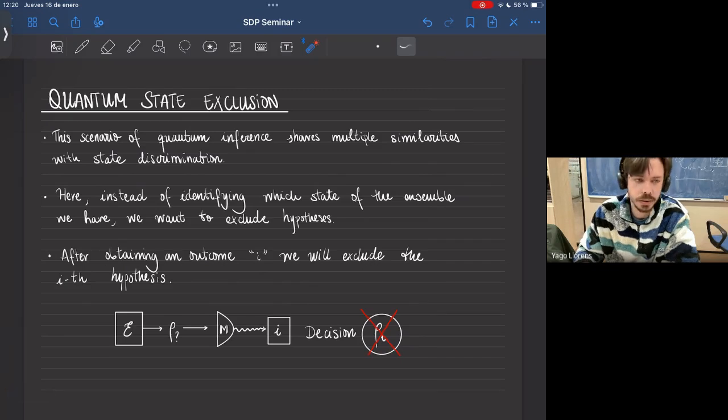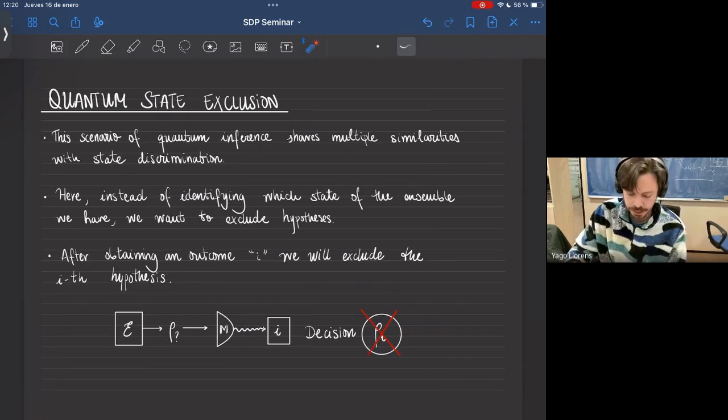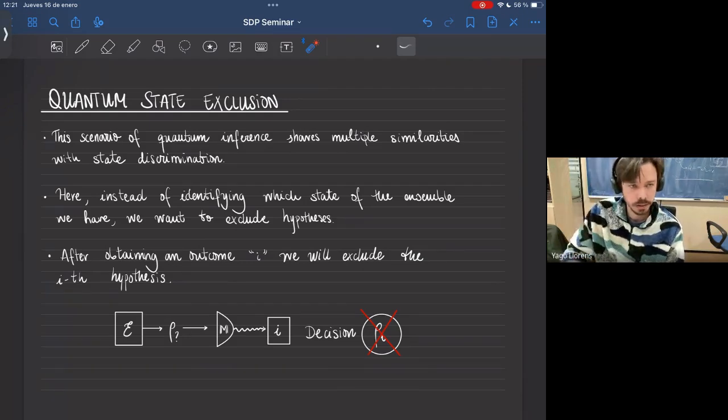Last thing I wanted to mention is a couple more slides, which is quantum state exclusion. Here, the task you are dealing with is, let's say, the opposite of state discrimination. Instead of identifying which of the states you have, you are excluding one of those that you have. Imagine that I have, as before, a bunch of zeros, and at some point I have a different phi state. I can say it's not in the first one, it's not in the second one.